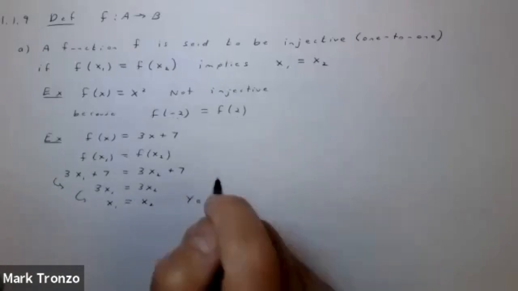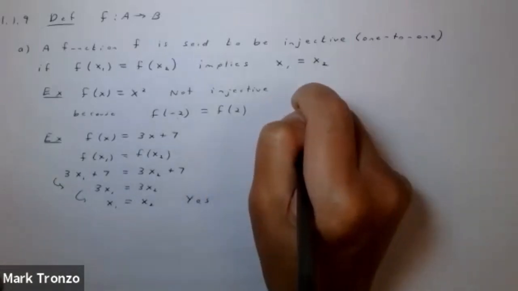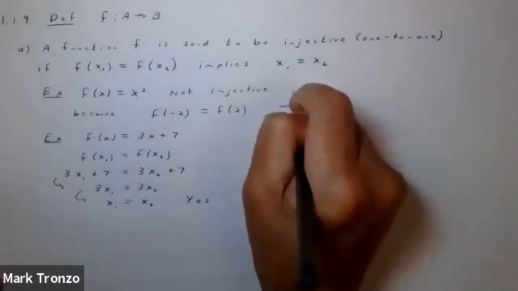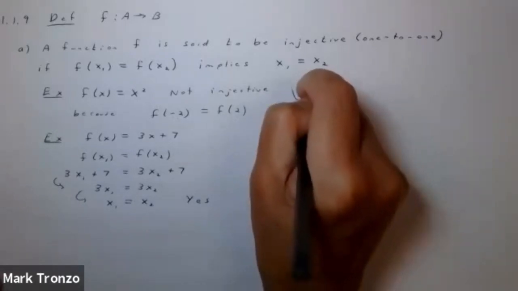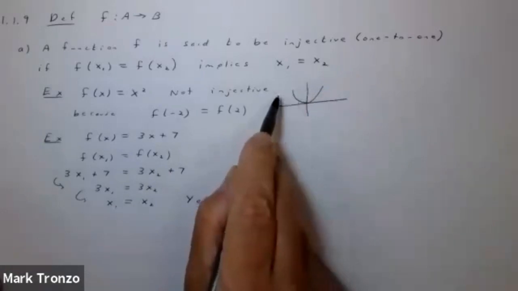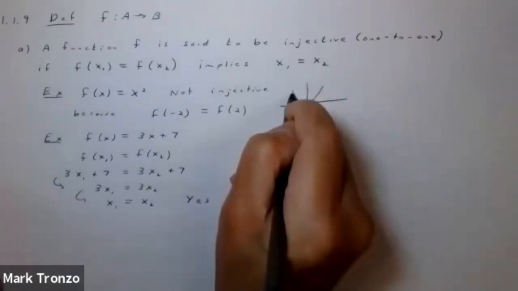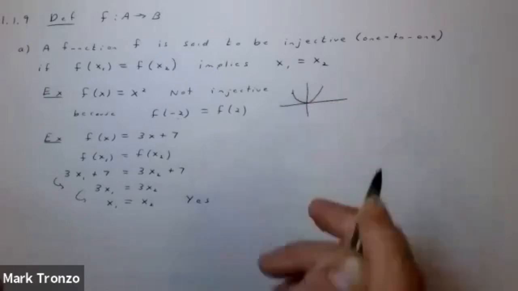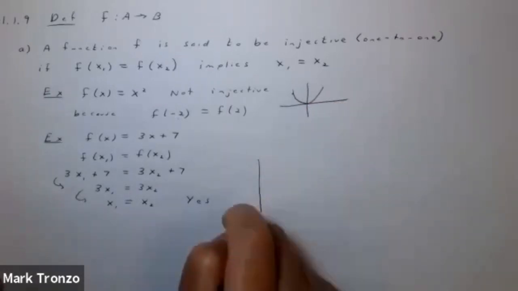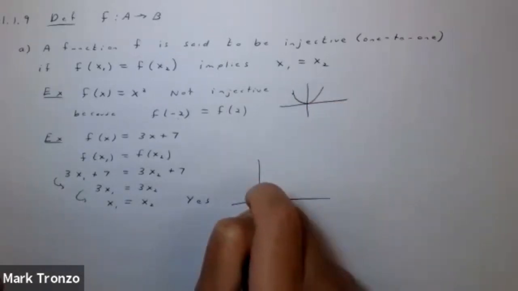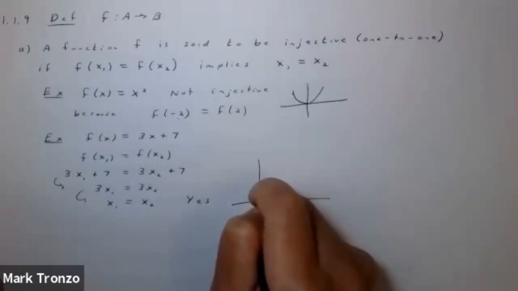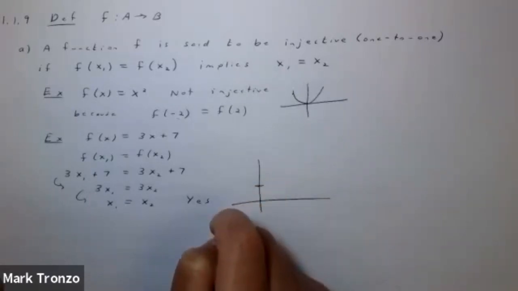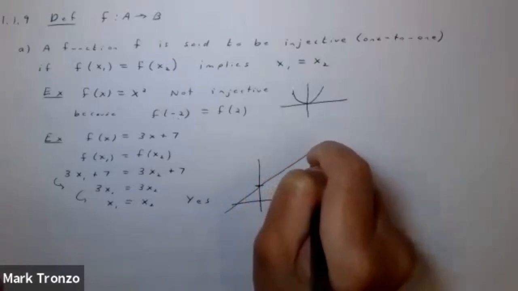One thing you can think, in the x squared case, we had something like this, where for any point here, you would see there was another point over here, so it wasn't one-to-one. But over here, if we were to plot this, it might look something like this.